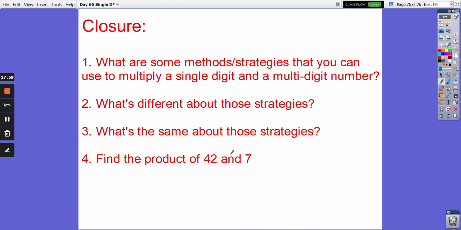Find the product of 42 and 7. On this one, you can use whatever strategy you'd like. Go ahead and pause the video. I'm going to use the standard algorithm. 7 times 2 gives me 14. 7 times 4 gives me 28 tens, and 28 tens plus 1 ten gives me 29 tens. 294 is our final answer.